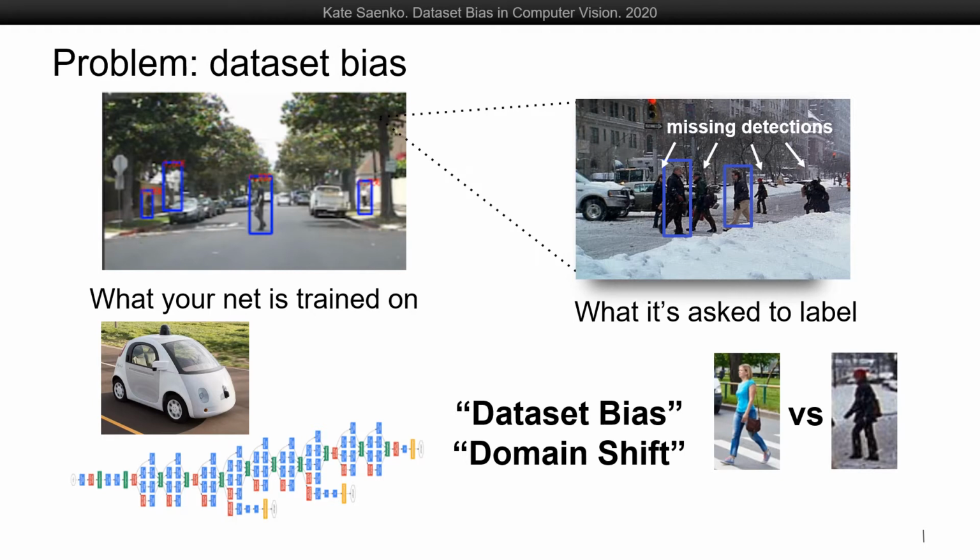But the models I'll talk about today are very general in that they don't need to know exactly what caused the domain shift. They can be applied to solve it no matter what the cause of the domain shift is. So it's agnostic to the cause.